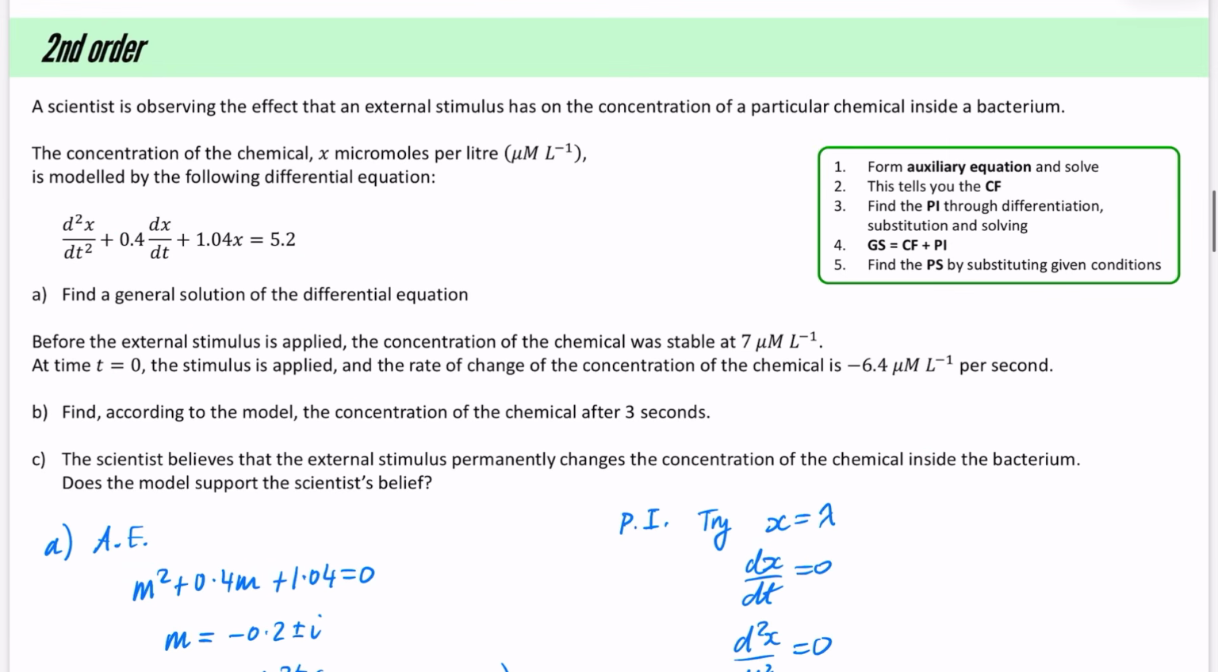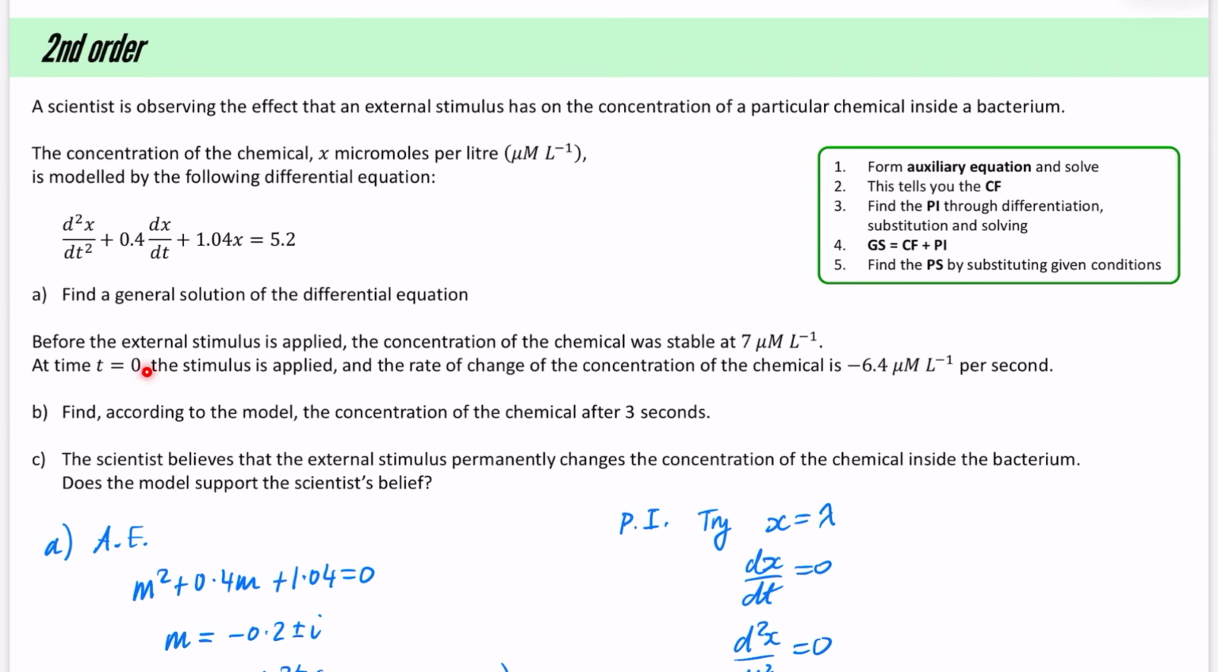So remember we were talking about an external stimulus being put onto some kind of bacterium and it's changing the concentration of the chemical inside it. Before the external stimulus is applied, the concentration of the chemical was stable at 7 micromoles per litre. At time t equals 0, the stimulus is applied. So we're now going to say this is talking about when the stimulus is being applied. And the rate of change of the concentration of the chemical is minus 6.4 micromoles per litre per second.